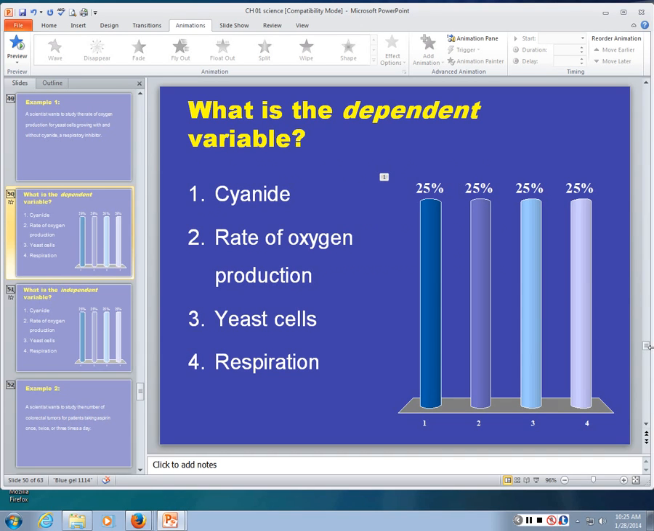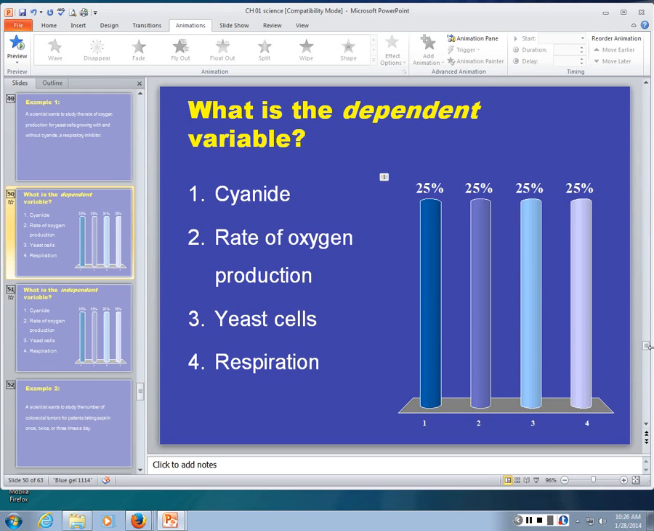What would be the dependent variable? And remember, what was our dependent variable? That was what is being measured. So what are we measuring in that experiment? The rate of oxygen production. We're measuring oxygen production.